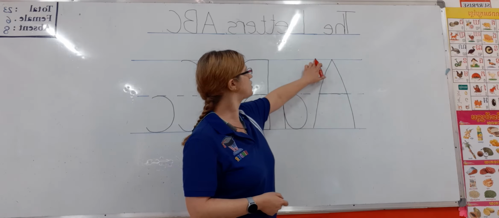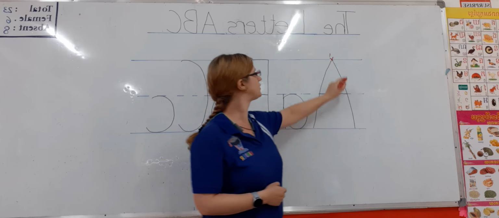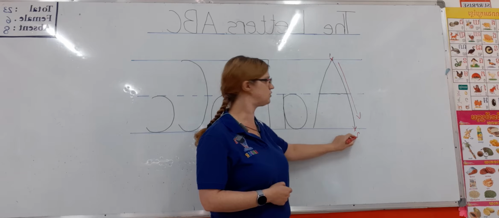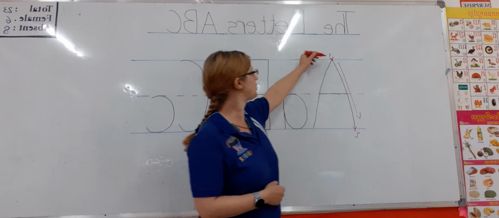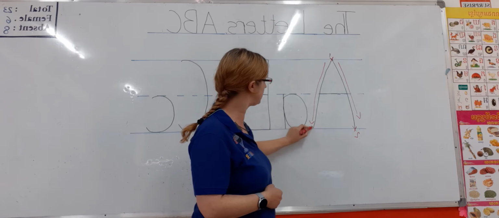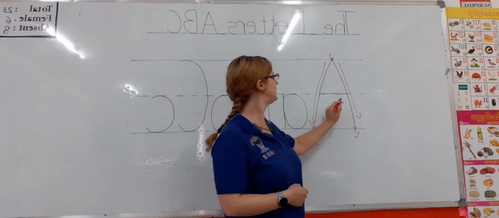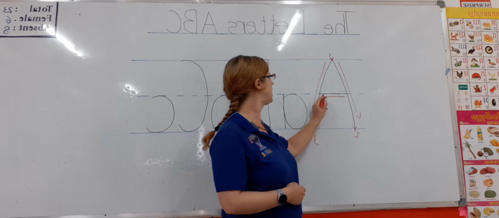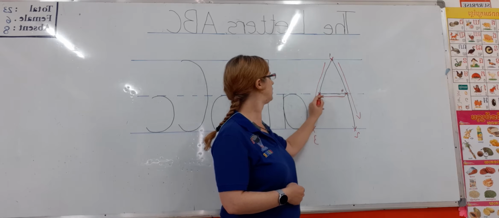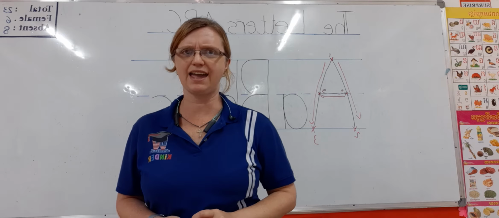Uppercase A starts on the top line there, point number 1. And you're going to go down all the way to the bottom to point number 2. And you're going to go back to point number 1 and you're going to come all the way down to the bottom to point number 3. And then on your middle line here, you're just going to connect the two lines between point 4 and point 5. And there we have uppercase A.